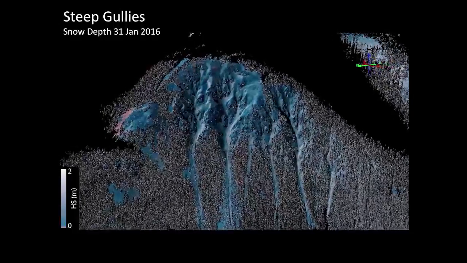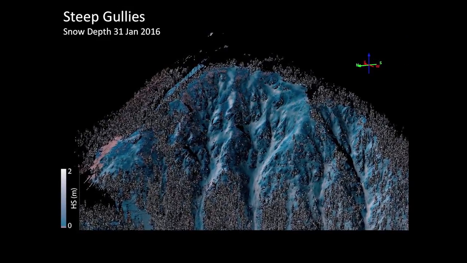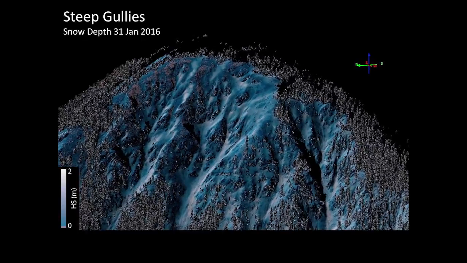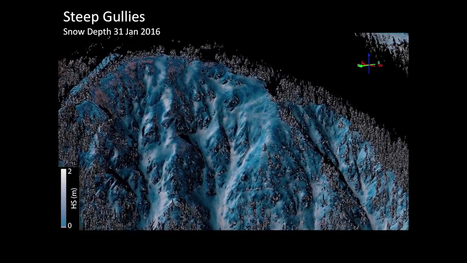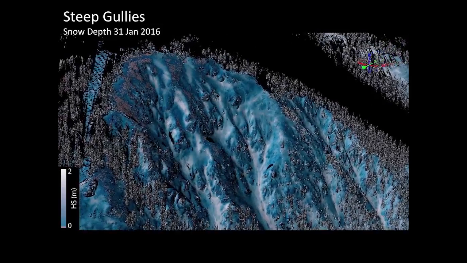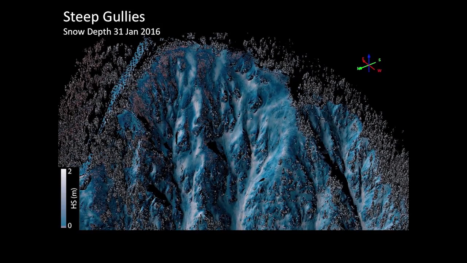So here I changed color schemes on you. We're going blue to white with 2 meters being the deepest here. And as we zoom in and kind of tip around, you can get a flavor for some of the complexity of not only the terrain itself, but the loading pattern that exists on it. And how do you design your tramway effectively to target all of these little different pockets, or enable targeting of all these different pockets?